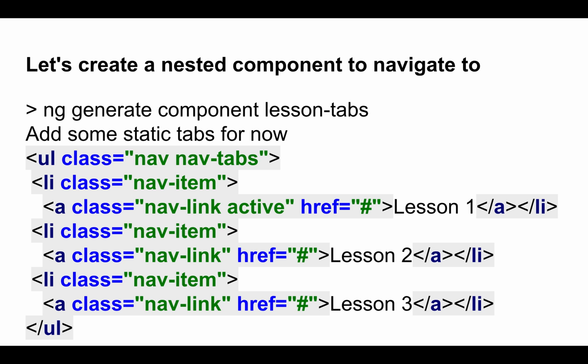To illustrate this, we're going to navigate to an embedded component that renders a list of tabs. And the content of the tabs will be based on the selection of some parent components. If you select a particular course, you'll see different lessons. If you select a different course, then the lessons change. So those will change dynamically. So first, let's create a component that can render these lessons as tabs.